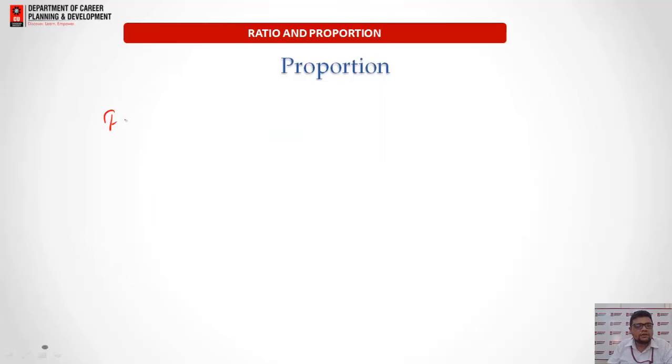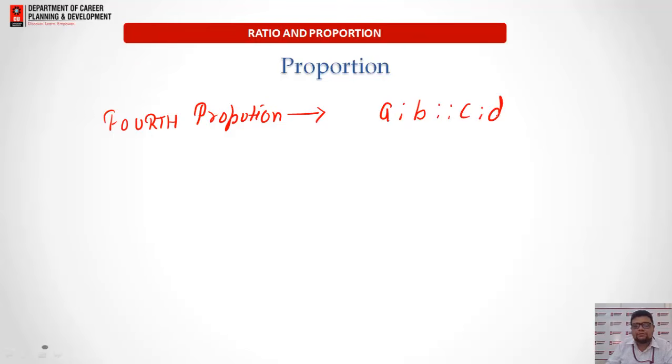Firstly, we will say fourth proportion. Fourth proportion is same as we have written before, that is A is to B proportionate to C is to D. As there are four variables A, B, C, D, all will be different. A, B, C, D are different. Then we will say this as fourth proportionate.